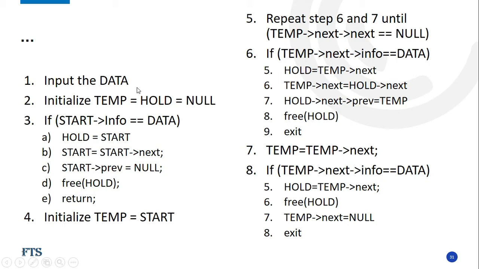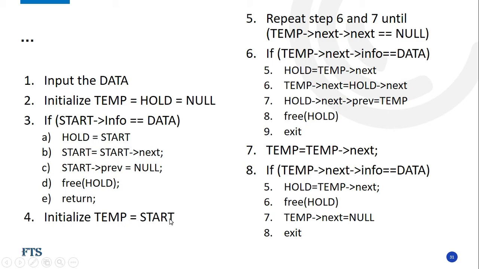Input the data to be deleted. Initialize temp equal to hold equal to nil. If start info is equal to data, which means the data to be deleted is the first node, then hold should be equal to start, start should move to the next, start previous should be equal to nil, then free hold, return.